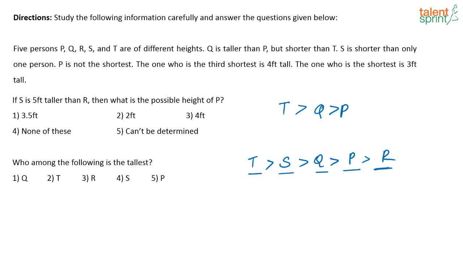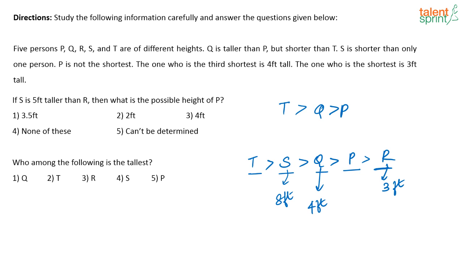Now look at the questions now and give me the answer. The one who is shortest is 3 feet tall. So this person is 3 feet tall and the one who is third shortest is 4 feet tall. Now give me the answer for the question. Okay, so for the first question, what is the answer? Swati says cannot be determined. Okay, any other answers? What is the question here? If S is 5 feet taller than R, what is the possible height of P? So S is 5 feet taller than R means if this is 3 feet, S will be 8 feet. What is the possible height of P?